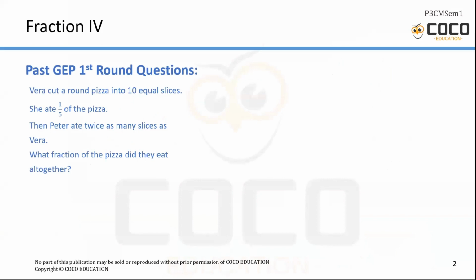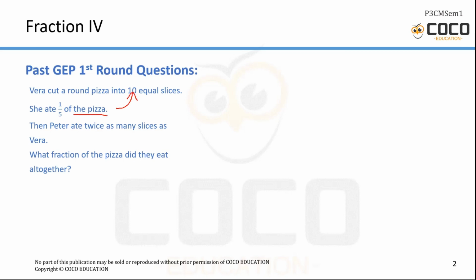So first question, the question says Vera cut a round pizza, so it's a circle, right, into 10 equal slices. She ate 1/5 of the pizza. Okay, so this one is very important, the "of the what", correct? It's 1/5 of the pizza. Here are the 10 equal pieces, so this means it's 1/5 of the 10 equal pieces.